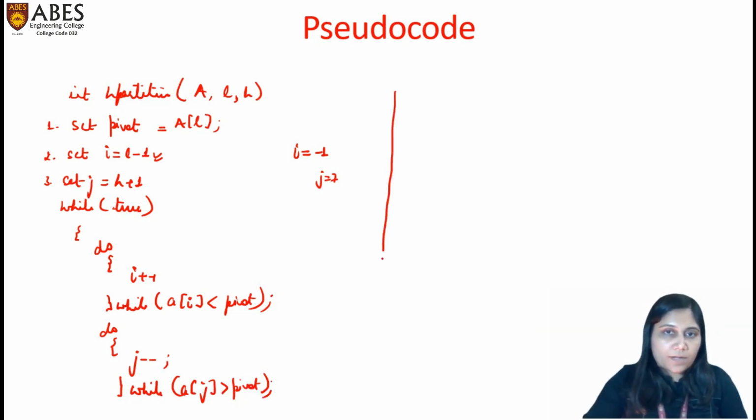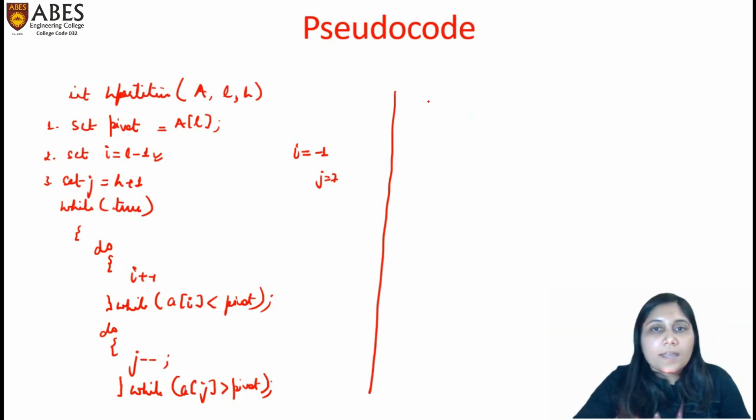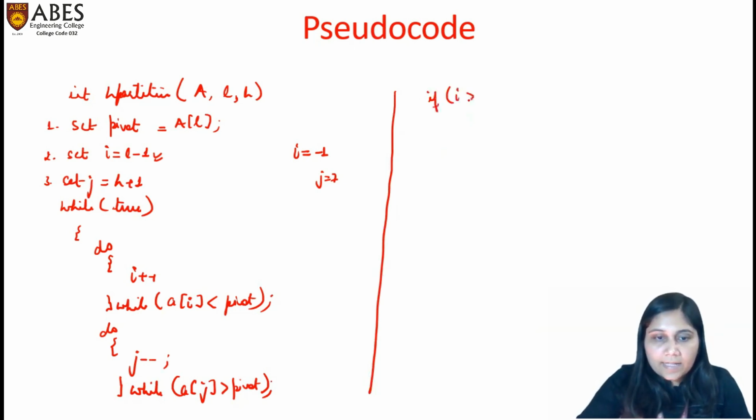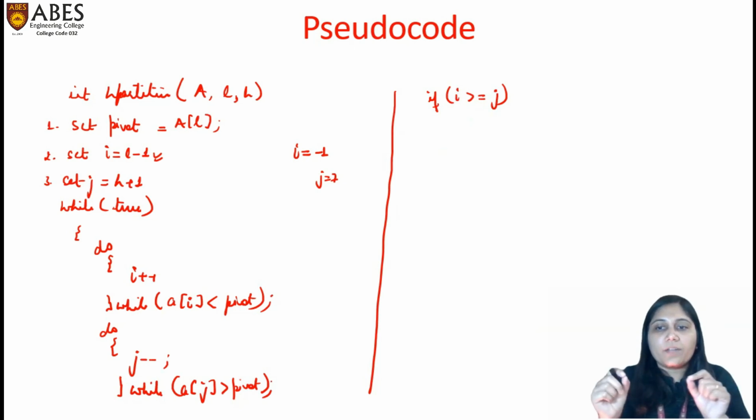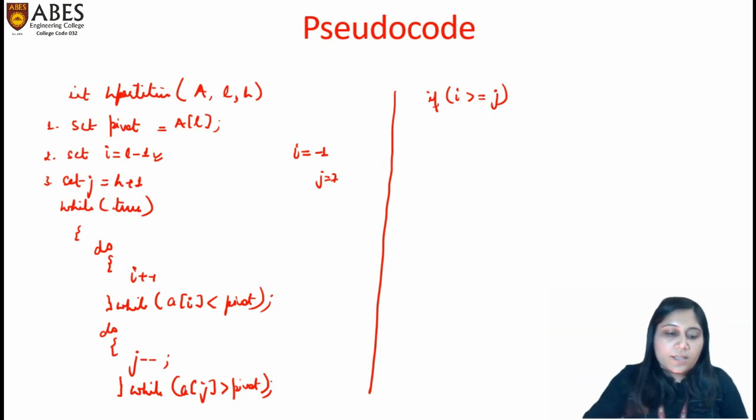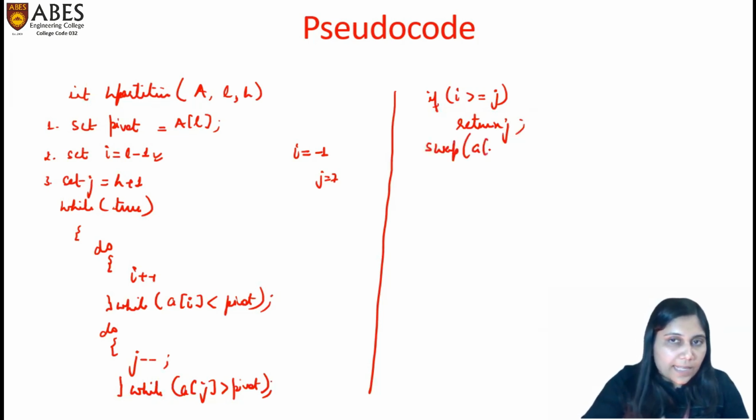And after this, I'm writing the pseudocode over here, right? If my i becomes greater than or equal to j, because it might happen, because i is going plus, or it may go to j. There is a point where we will be sticking to the same position for i and j both, right? So what I have to do, I just have to return the value of j. Otherwise, I'll keep on swapping A[i] with A[j]. This is the thing which I have to do.